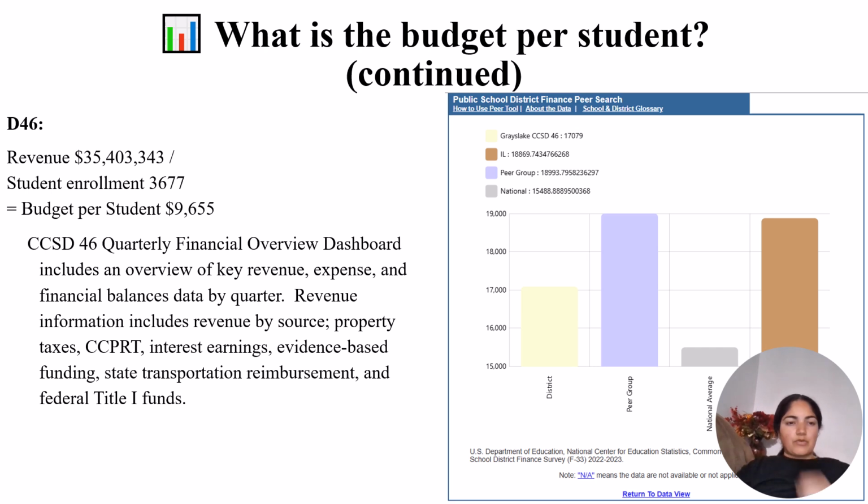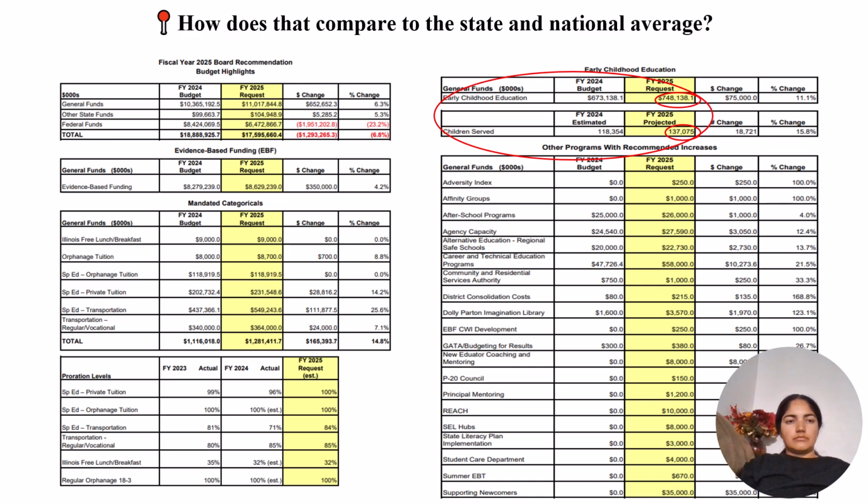The District 46 quarterly financial overview dashboard includes key revenue, expenses, and financial balances data by quarter. Revenue information can include revenue by sources, property taxes, CPPRT, interest earnings, evidence-based funding, state transportation reimbursement, and federal Title I funds. Now we will move on to the state and national average comparisons.